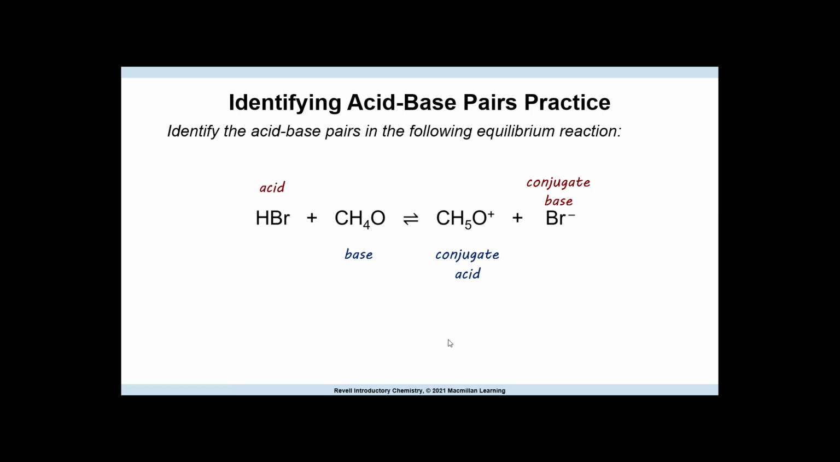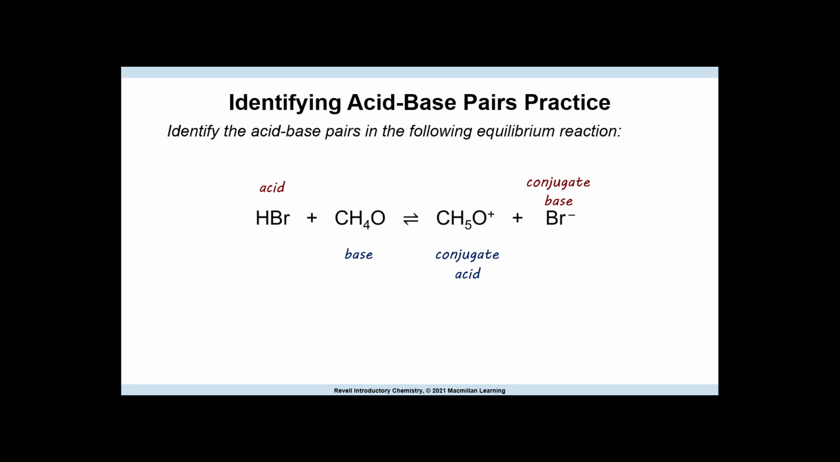Okay, so let me go on. Identifying acid-base pairs is an important skill. So let's look at one more example. Identify the acid-base pairs in the following equilibrium reaction. The key to identifying acid-base pairs is to realize they are the same species, with or without a proton. So in the forward reaction, we notice that HBr donates a proton, leaving the bromide ion alone. Therefore, HBr is the acid, and the bromide ion is the conjugate base.